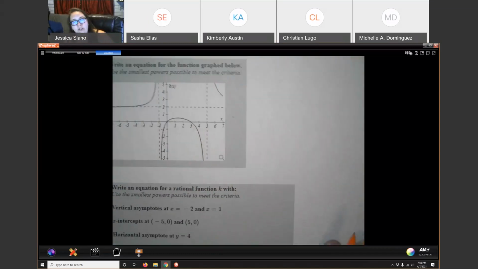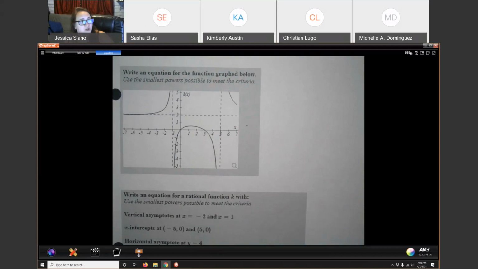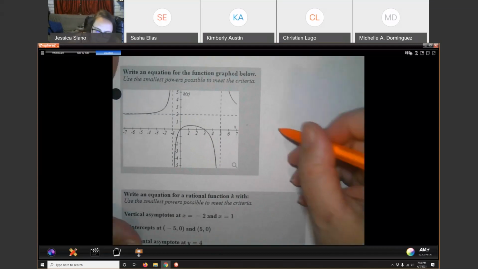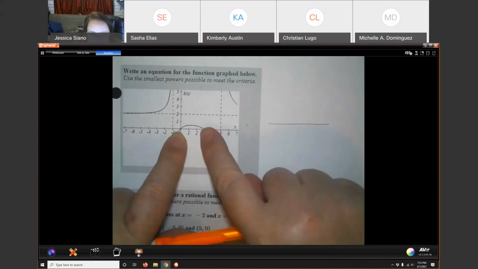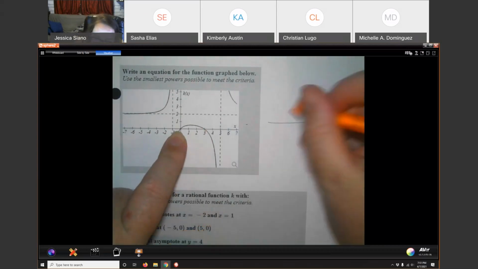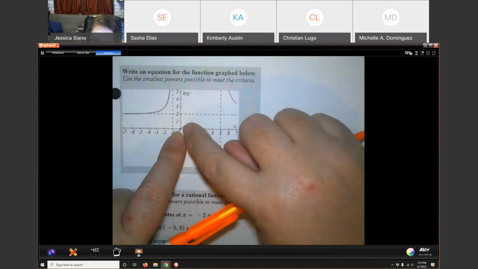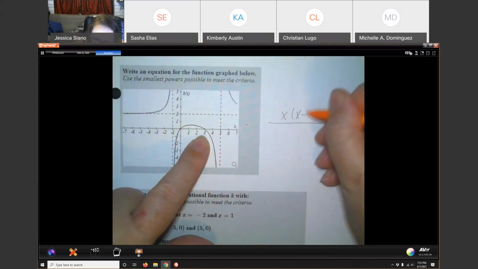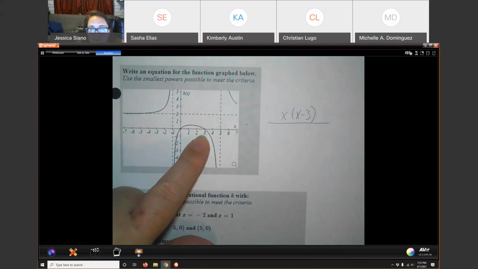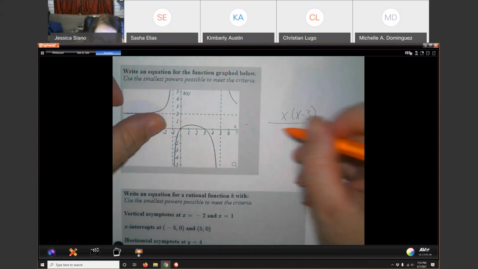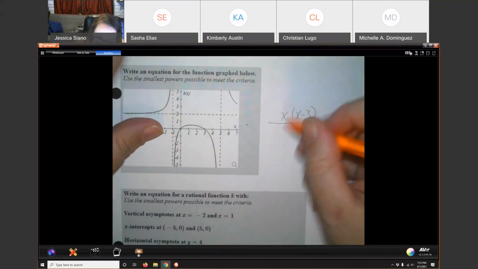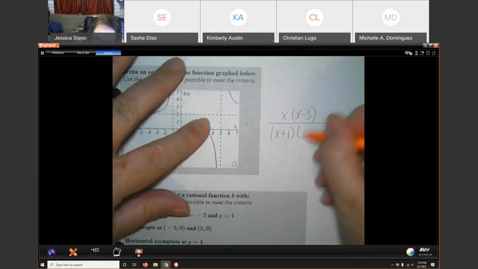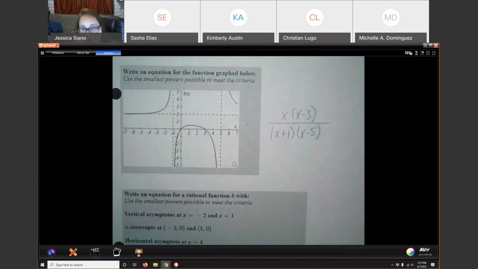So what we're going to do here is, with this graph, we're going to backwards design an equation based on everything that we know. So here's what I know. I know that a 0 at 0 and a 0 at 3 mean that my numerator had to have an x and an x minus 3. I know that a vertical asymptote at negative 1 and a vertical asymptote at 5 means x plus 1 and x minus 5 in the denominator.